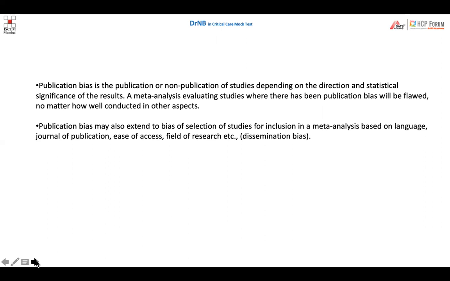Publication bias may also extend to bias in the selection of studies for inclusion into a meta-analysis based on language, journal of publication, ease of access, and field of research, and that is called dissemination bias. So which journal you choose for the meta-analysis, the language, how easily it is accessed, and the field of research, based on that, this is a dissemination bias.